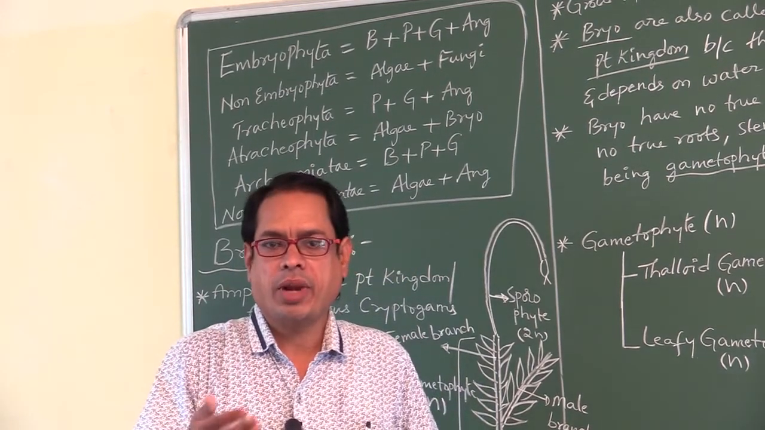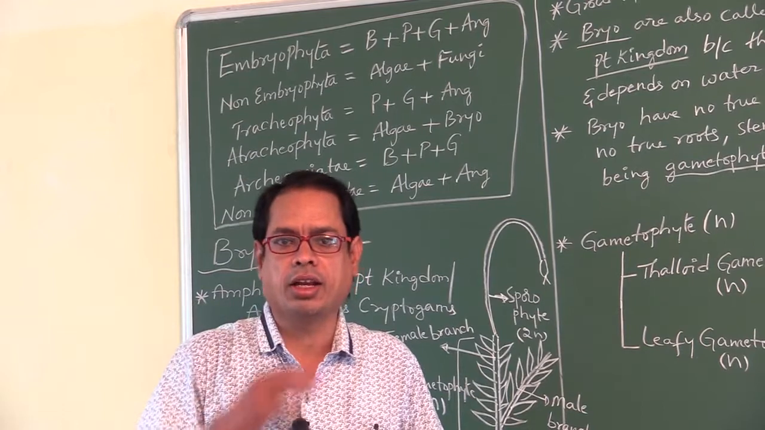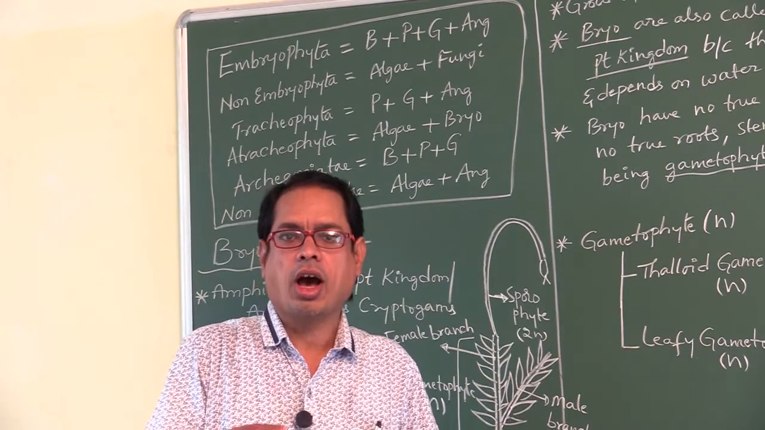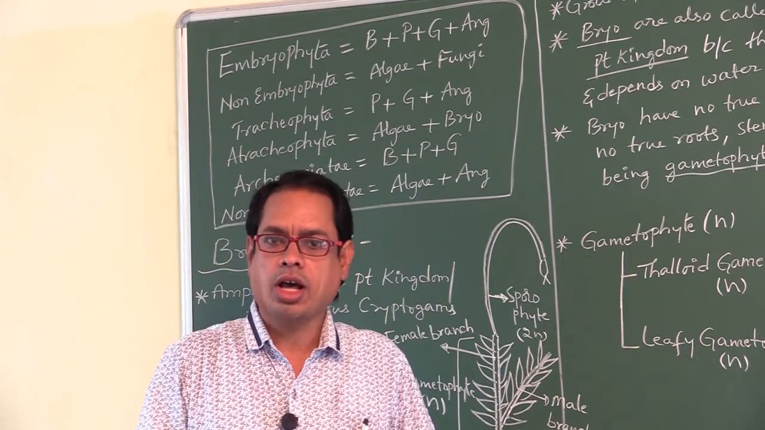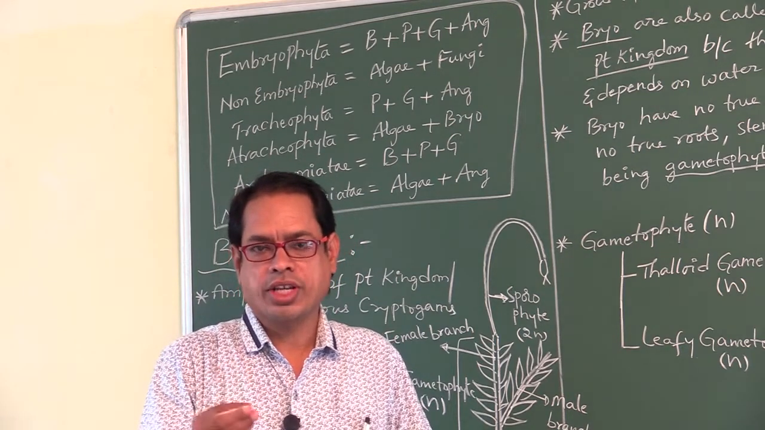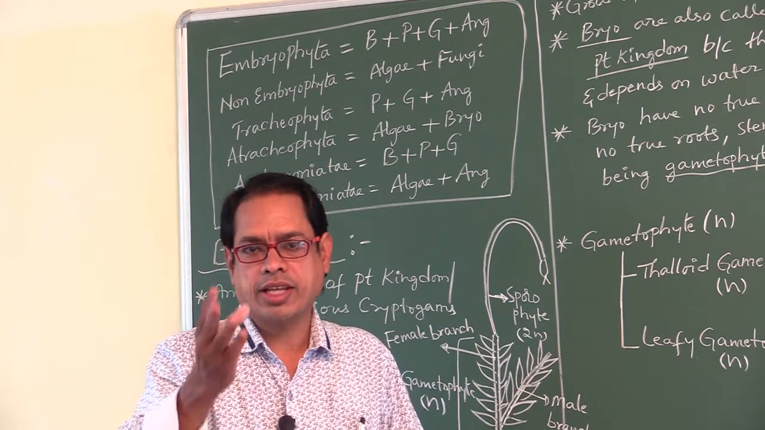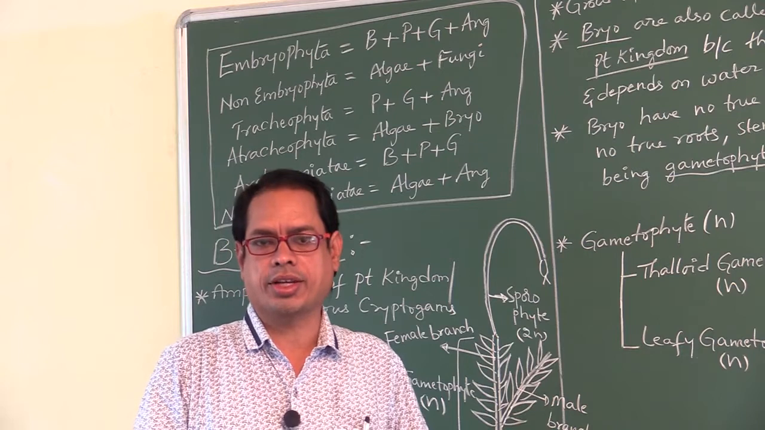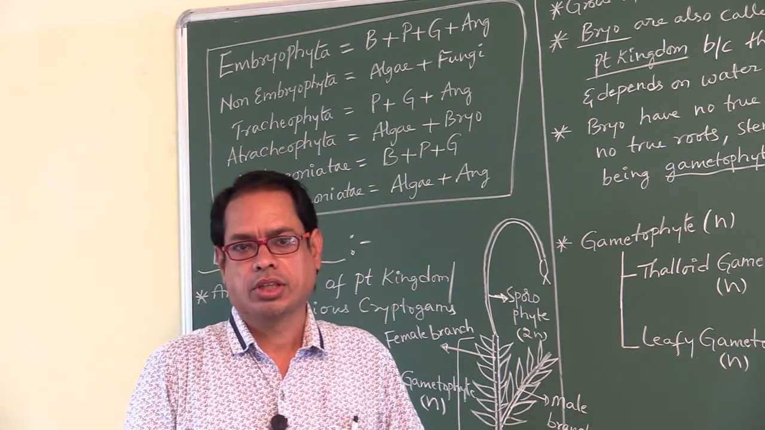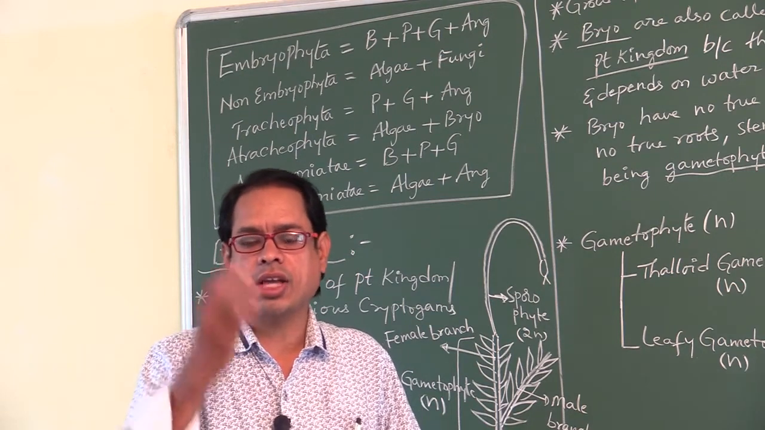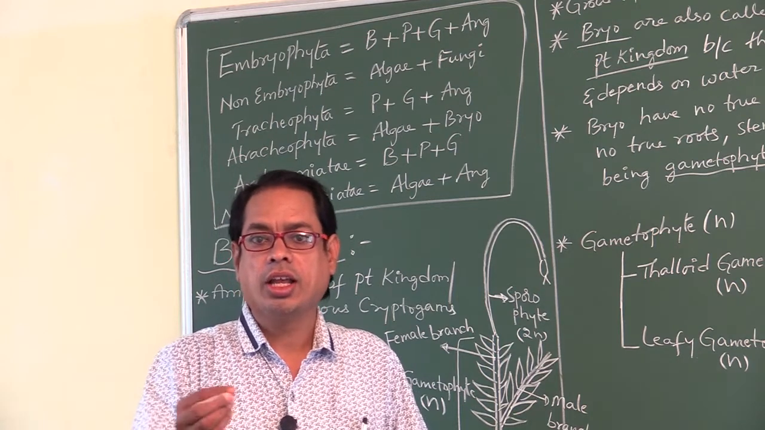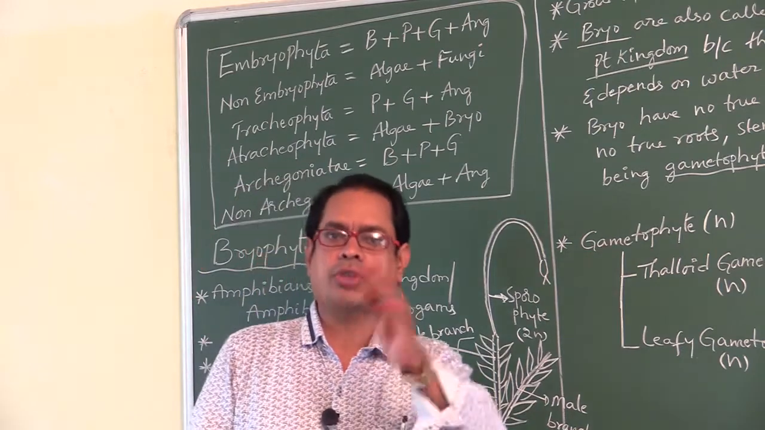Embryophyta means the plants that possess embryo in their life cycle. The plants that possess archegonia as the female sex organ are called archegoniates. Next, the plants that possess vascular tissues are called tracheophytes. Those which do not possess vascular tissues are called atracheophytes. Those points we have to remember.